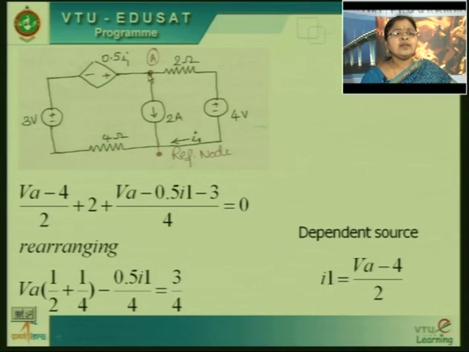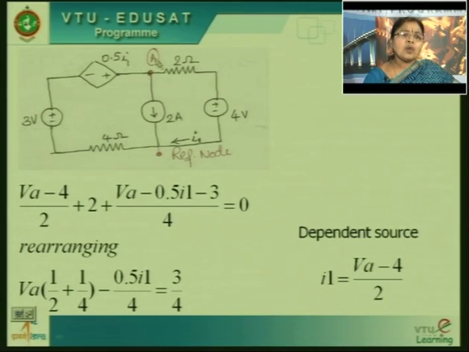So, I should write VA minus 0.5 I1 minus 3, because this positive is also connected to that. So, minus 3 whole thing divided by 4, because there is a 4 ohm resistor here. So, (VA minus 0.5 I1 minus 3) divided by 4 gives me the current flowing from node A through all these elements to the reference node. That will be the third term. So, this is the equation.